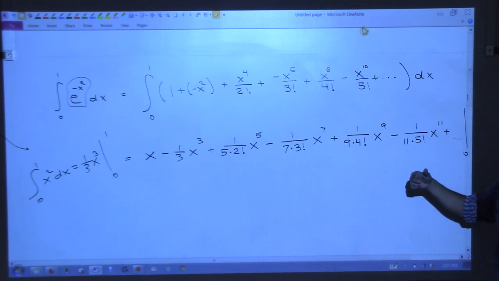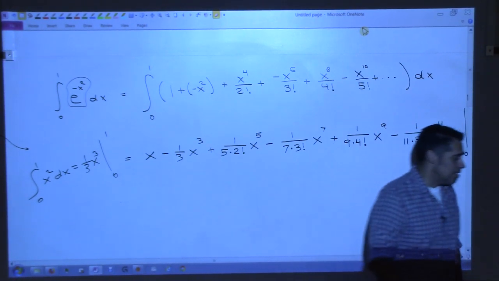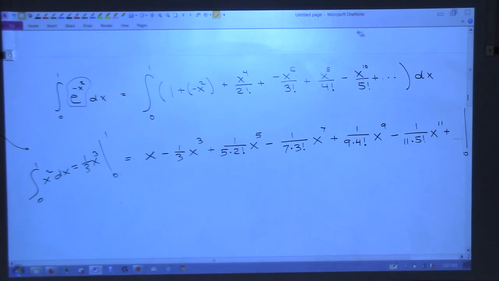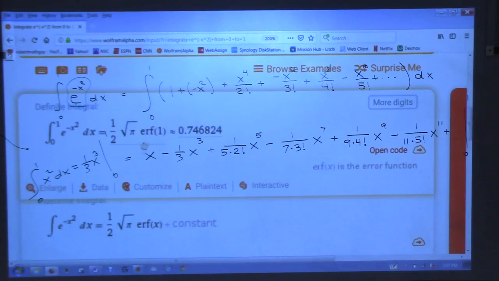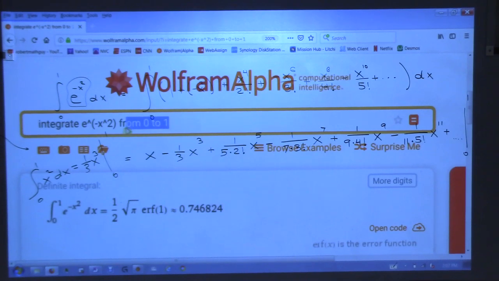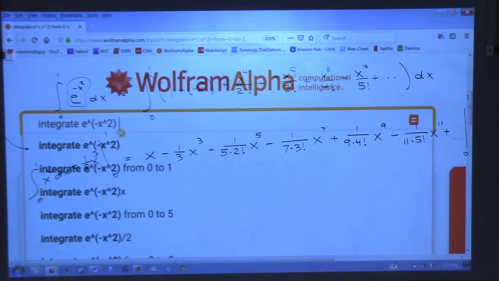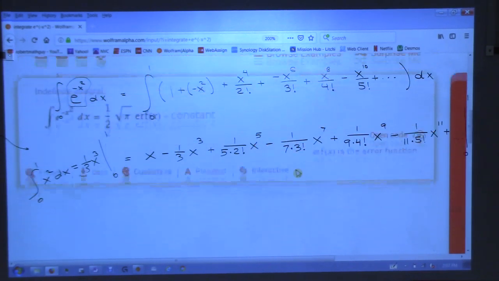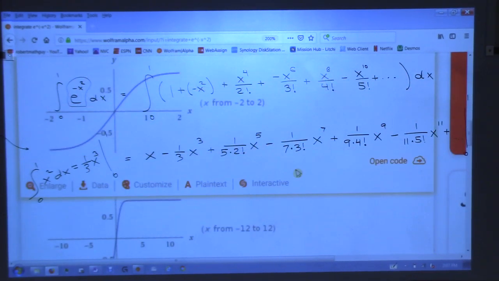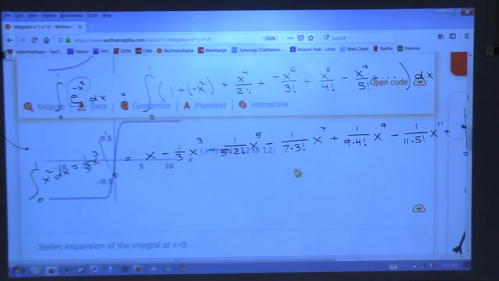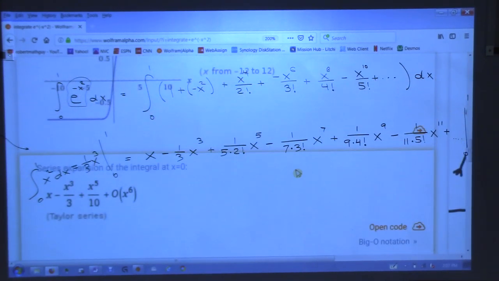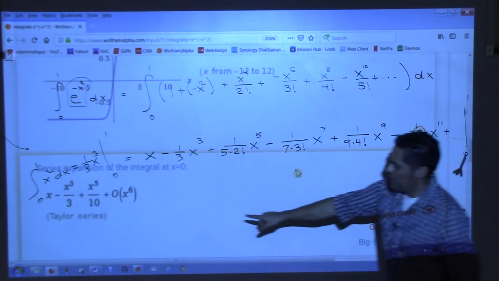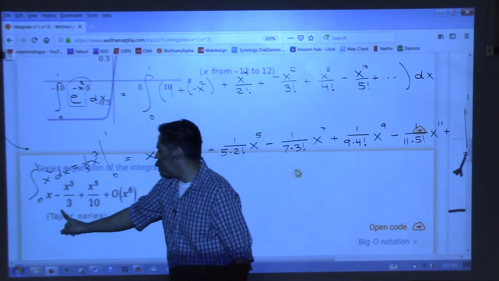And that's what Wolfram Alpha did. In fact, I can prove to you that that's what it did by going back to the website. I'm going to take out the from 0 to 1. And remember how it gave us error function? Wolfram Alpha is smart enough that it is willing to give us the first few pieces of the Taylor series.